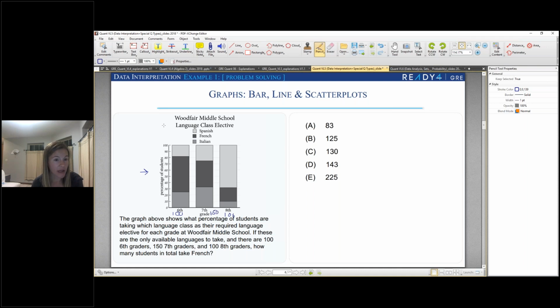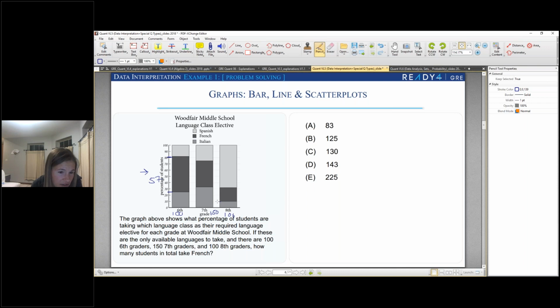Okay, we look at our title, language class elective, and the key shows us that the dark gray is the French. So we want to be looking at the dark gray bar. It looks like about 25 to about 82 here is French. Yeah, like 25 to 82 or something like that. So that's like 57 people, something like that. So there's about 57 kids there.